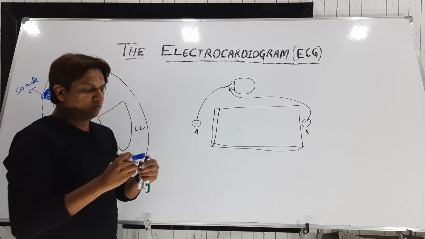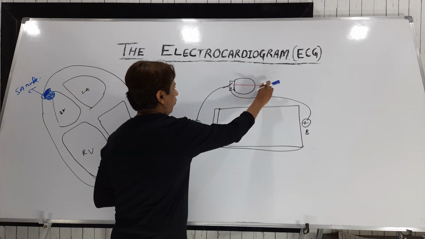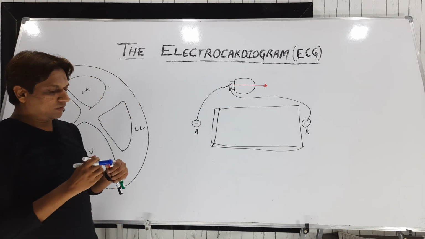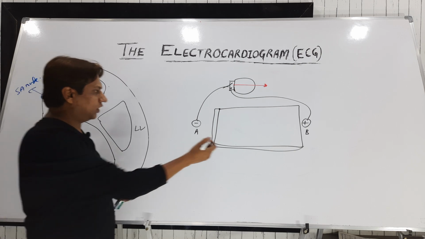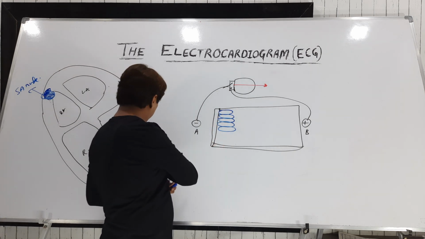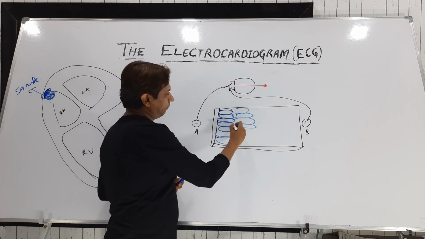Now in this galvanometer there will be a recording device, a pointer which shows any deflections, generally at the resting condition. This is a cardiac muscle, and it consists of various cardiac muscle cells. Consider this is a piece of cardiac muscle which has so many cardiac muscle cells.